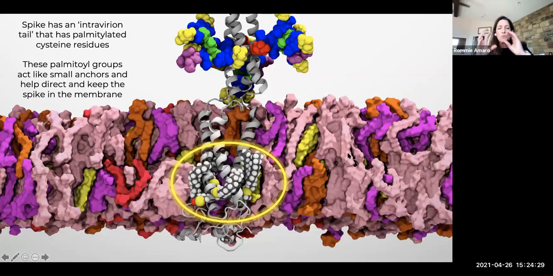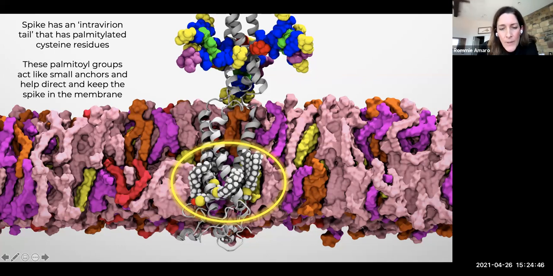Now, there's one more part I want to tell you about. Here we're looking at the bottom of the spike protein. Across the middle of the screen, you see the lipid membrane. Those different phospholipids I was telling you about on the previous slide, you can see them colored here in different shades of pink and orange and yellow. But there's one more bit.